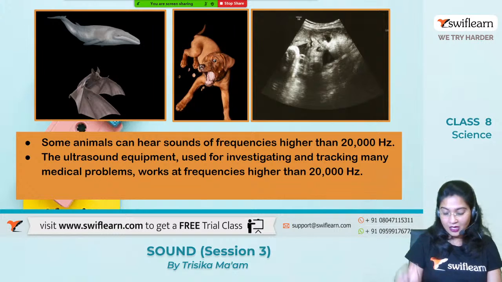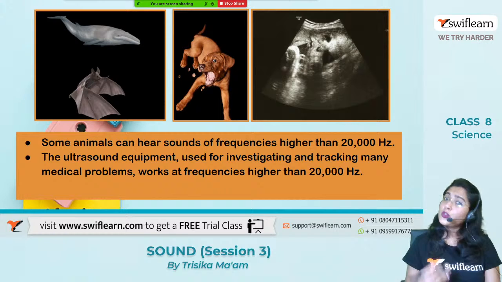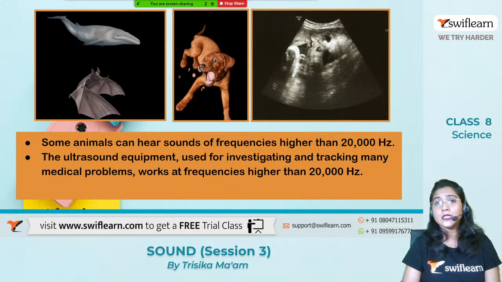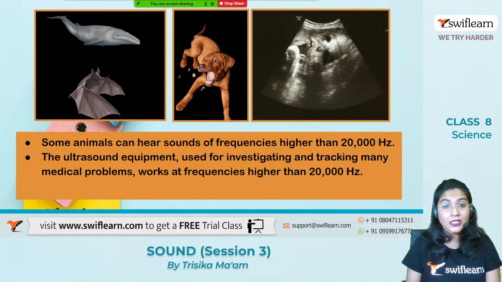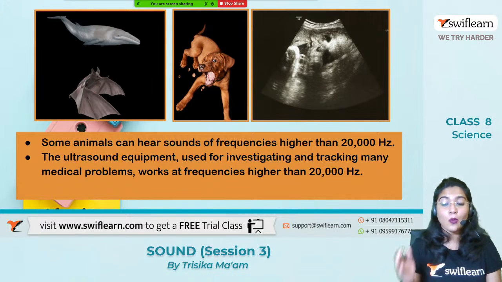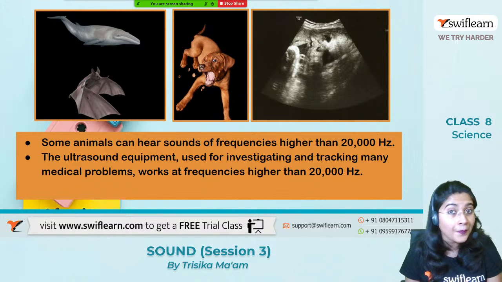Fine. And there are also certain infrasonic sounds which are much lower than 20 hertz, which are produced by different types of animals. We can say they are produced by the hippopotamus, by the whales under the water, and by elephants sometimes. We cannot hear those sounds because they are very low, lower than our audible range. Fine. So have you got an idea what are the different sounds we can hear and what are the different sounds we cannot hear?